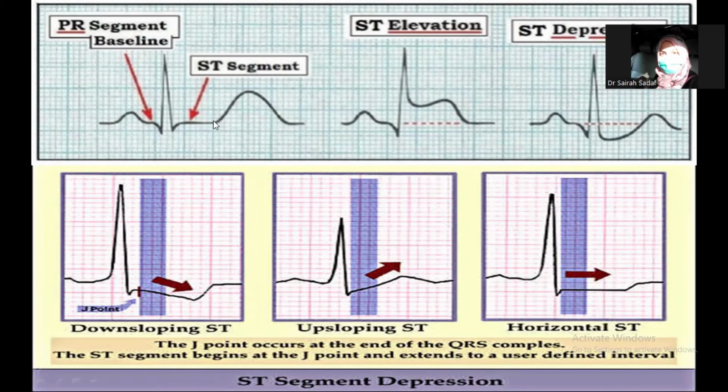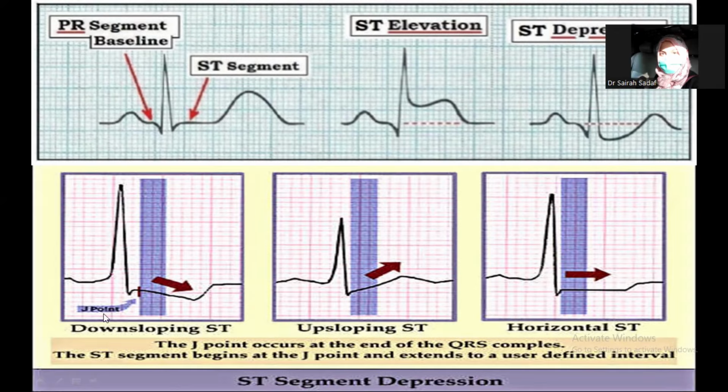Interestingly, when we compare it, the baseline is the PR segment. We take the PR segment as baseline, and we compare its elevation or depression with the baseline of the PR segment. So this is the baseline, the PR segment is here. We say it is elevated when it is elevated from the baseline. So what was the baseline? PR segment. And we call it depressed when it is below the baseline. What is the baseline? PR segment.